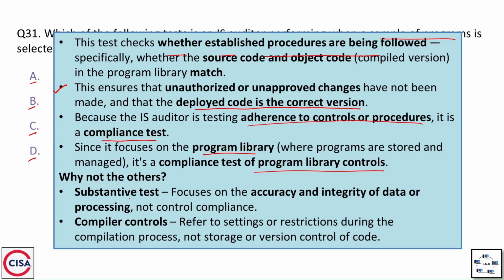Why not the others? A substantive test focuses on the accuracy and integrity of data or processing, not on control compliance, while compiler controls refer to settings or restrictions during the compilation process, not storage or version control of code.